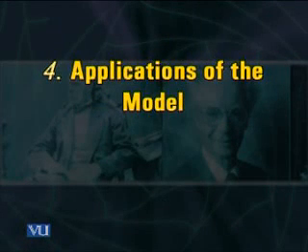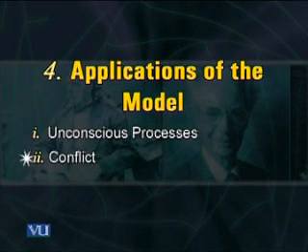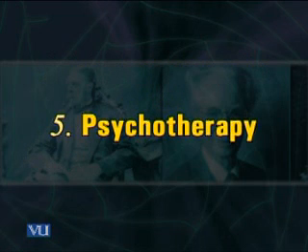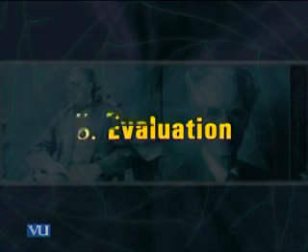Number 4, we'll talk about applications of the model, in which unconscious processes will be discussed. Number 2, conflict will be discussed, jisme approach conflict, avoidance conflict, approach, and approach avoidance conflict will be discussed. Number 5, psychotherapy will be discussed, research, summary, and evaluation. Dear students, we are talking to you about stimulus response theory given to us by Dollard and Miller. So let us begin with our new lecture number 35, and let us move ahead with the new concepts.